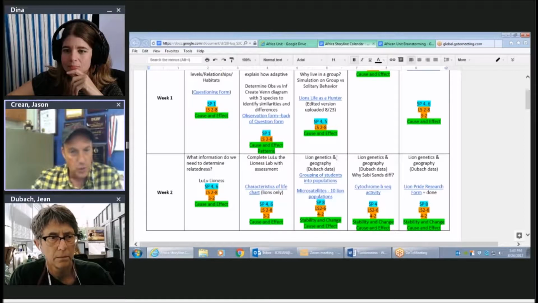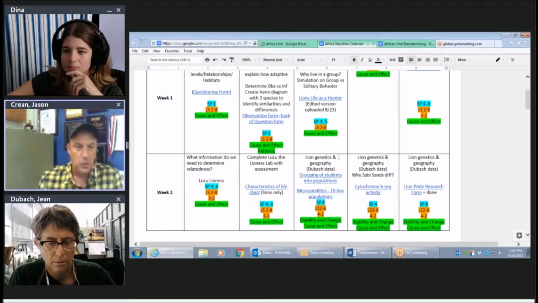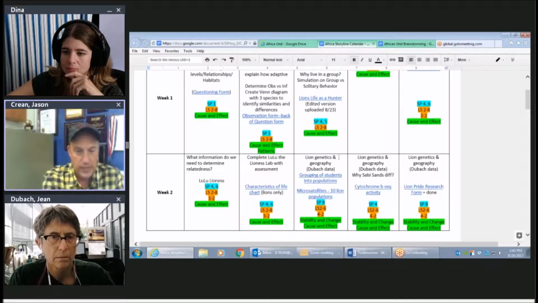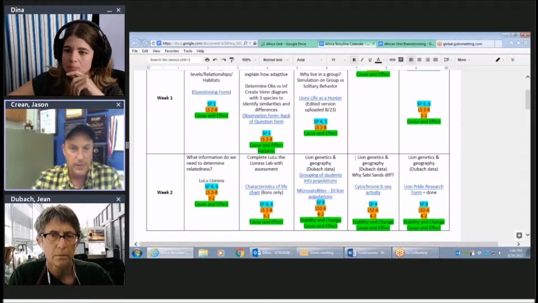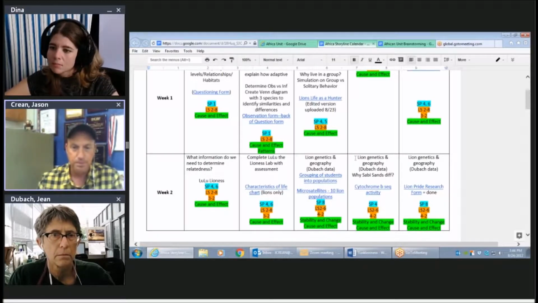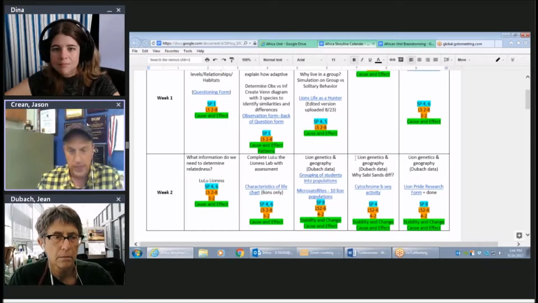Then we move into more lion genetics activities where students will look at different populations, and they will be able to determine whether or not they belong to one population over the other, for example. Then we move them into using actual sequence to build a phylogenetic tree using cytochrome B sequence data. So it's all authentic, all real data. And then they do some research on where their pride is from.